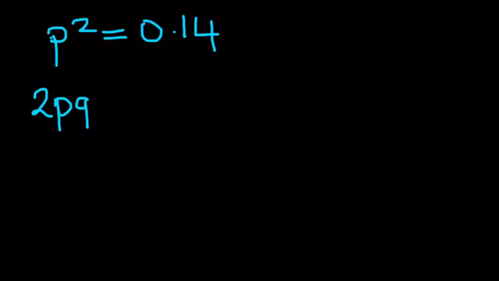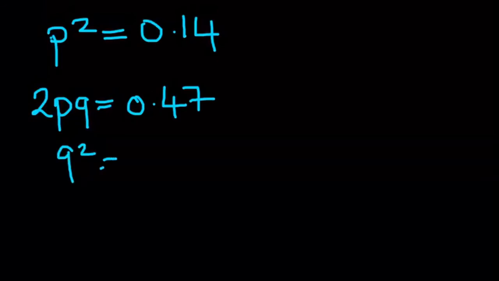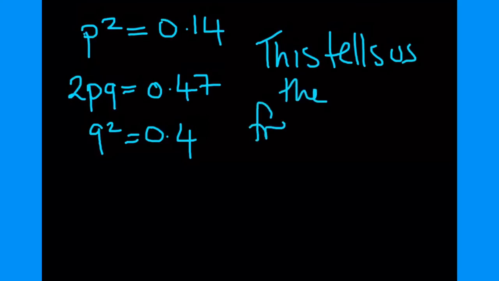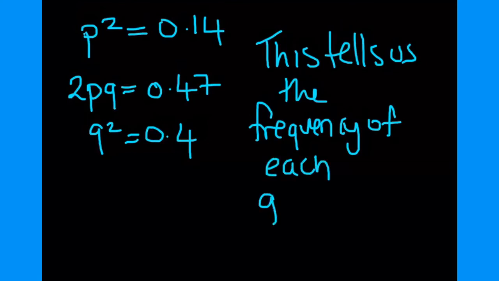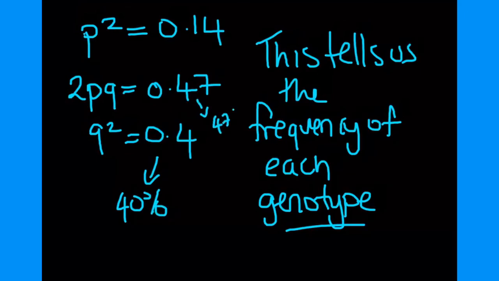So when we do our calculations, p squared then will equal 0.14, 2pq 0.47, and our q squared 0.4. This information tells us the genotype frequency. So for example, q squared is 0.4, or 40% of the population is homozygous recessive. 47%, or 0.47 of the population is heterozygous, and 14% is homozygous dominant. And we are assuming the 5 conditions of Hardy Weinberg's principle are being kept.